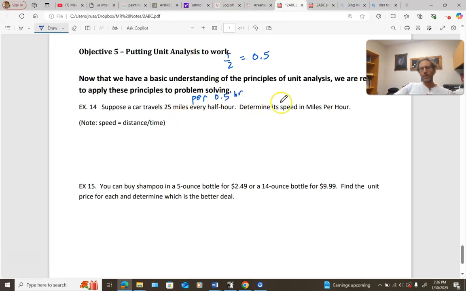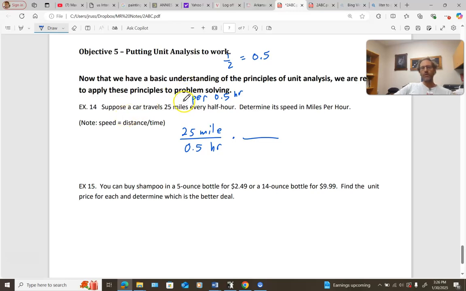And the question is, determine its speed in miles per hour. Well, let's start with what we're given. We're given 25 miles per half hour, okay, so you got to put 0.5 times. Now, I need to use a conversion factor.